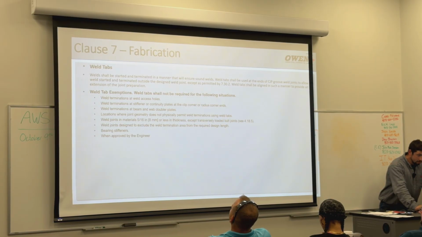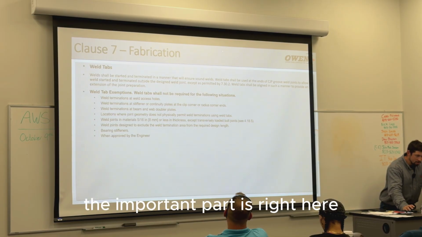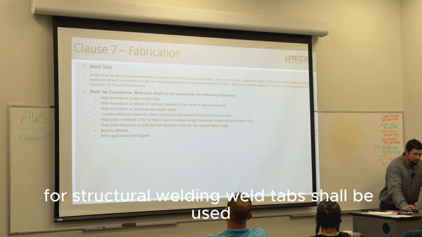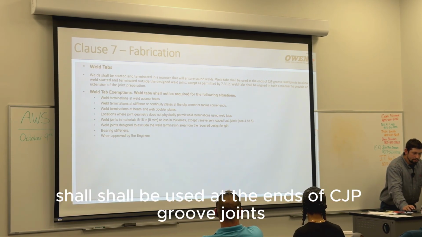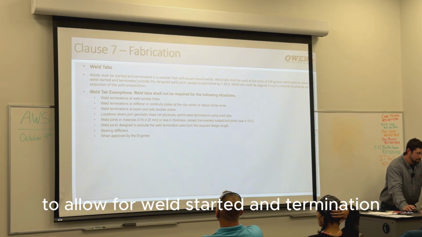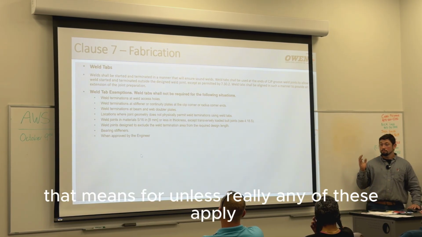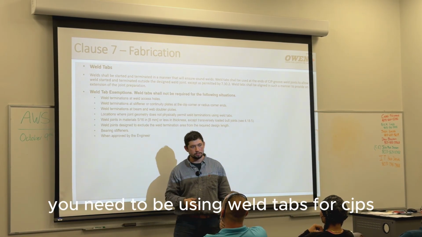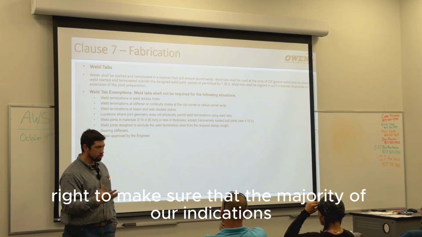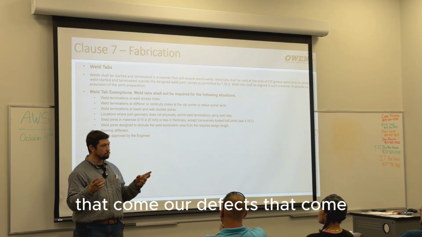Weld tabs. This is some new language. The important part is right here. For structural welding, weld tabs shall be used, that's that magic word again, shall be used at the ends of CJP groove joints to allow for weld start and termination outside the designated weld joint, except by these permissions right here. That means unless really any of these apply, you need to be using weld tabs for CJPs, right? To make sure that the majority of the indications or defects that come at our starts and stops, right?